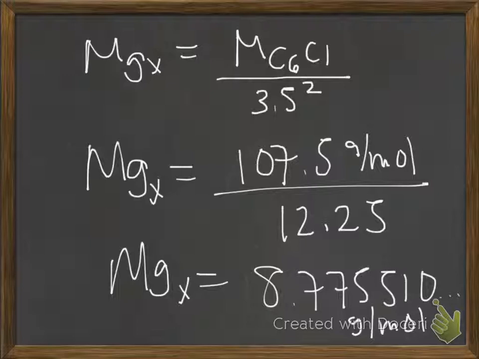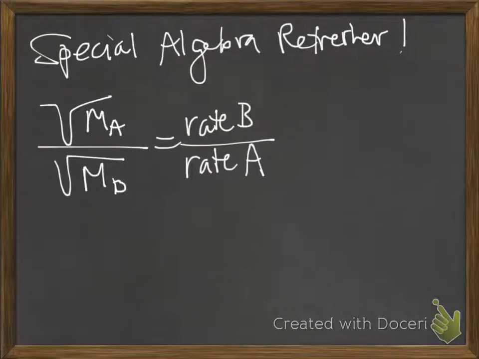So it could be 9 grams per mole, on the order of magnitude, it could be somewhere around 8. This is a rough value. This is not a real precise number, so you're not going to get a great match, but it's going to point you in the right direction. Okay, so we're going to do a quick special algebra refresher on solving for one of these masses.